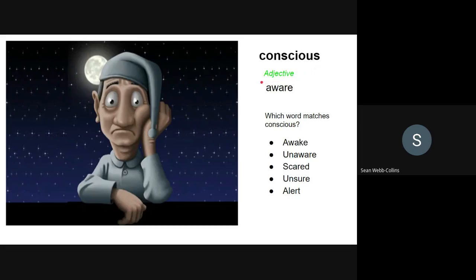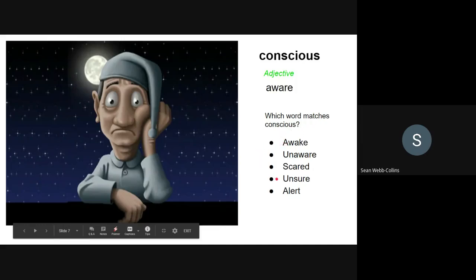Conscious. Adjective, to be aware. Which word matches conscious? Awake, unaware, scared, unsure, or alert. That's right. Alert. If you are aware, you are alert. You could also be awake, to be aware.